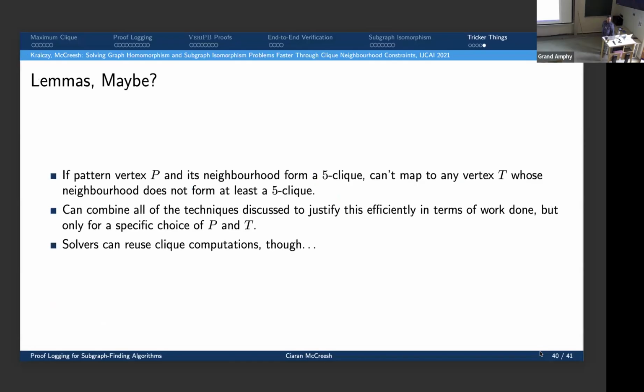Here is something else we don't entirely know how to do. This is the one technique that is actually used in subgraph solvers in practice, and we can't quite efficiently prove log. If a pattern vertex P and its neighborhood form a 5 clique, we cannot map it to any target vertex T whose neighborhood doesn't form at least a 5 clique. And we can proof log this, but what we can't do is do this in a generic way. We have to say a specific pattern vertex and a specific target vertex, whereas the solver won't do recomputations of clique sizes. For every pair, it will just calculate each vertex once. I don't think we know how to do this yet.